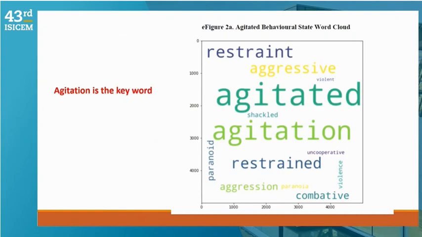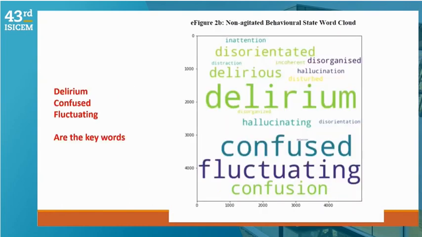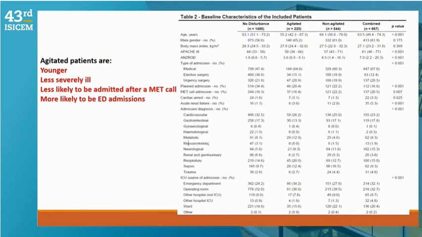And then you can use word clouds to see what kind of words come up the most for patients that we think have got hyperactive delirium. And it's not a surprise that aggressive, agitated, agitation, restrained dominate. It's a very different word cloud for the patients that do not have hyperactive delirium but have got hypoactive delirium. And agitated patients are different, not a surprise.